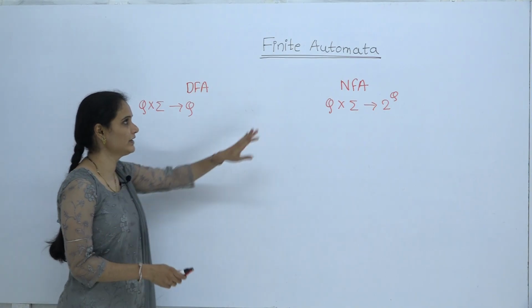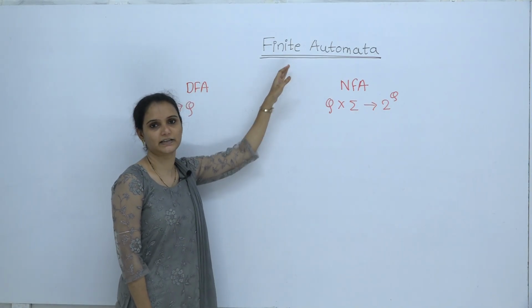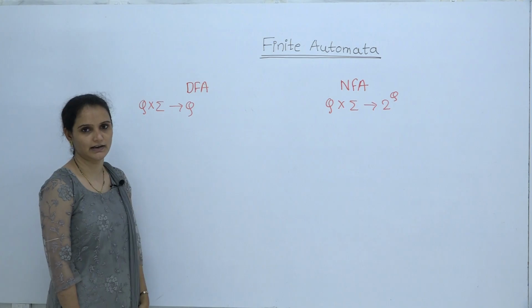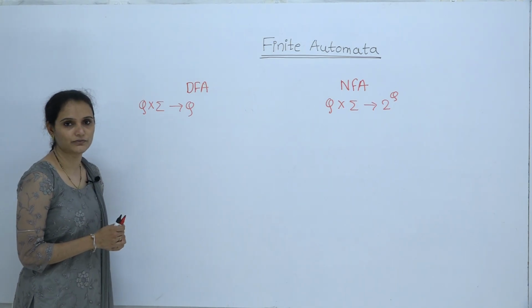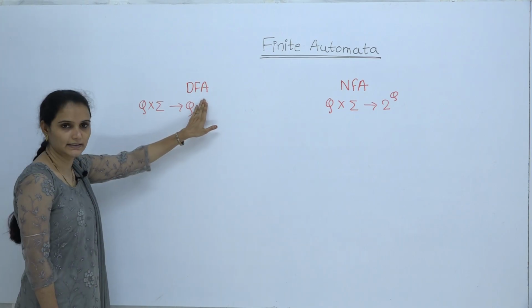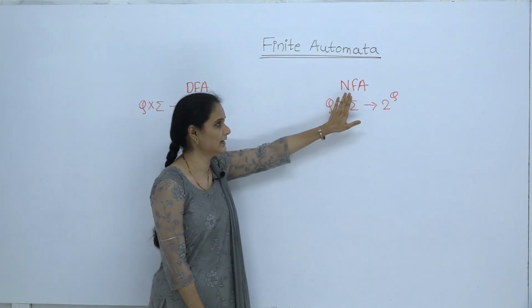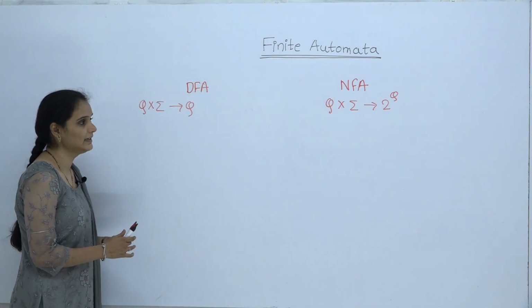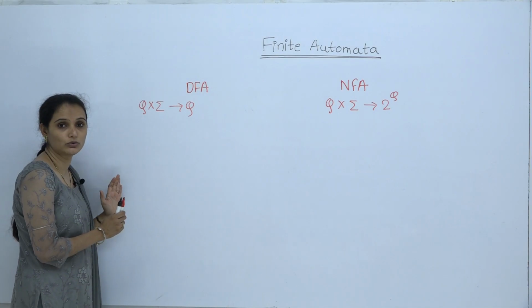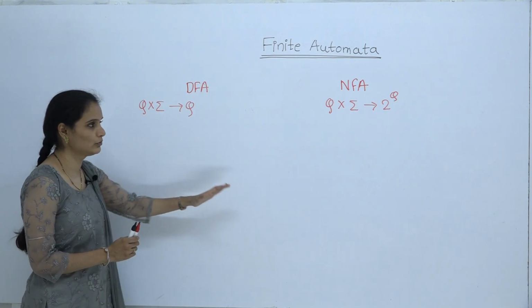In the previous video we started with finite automata. We have seen the analytical definition and one simple example. There I also told you there are two types of finite automata: one is the deterministic finite automata and another is the non-deterministic finite automata. So here we will see what the difference is, and how to construct the DFA and how to construct the NFA.